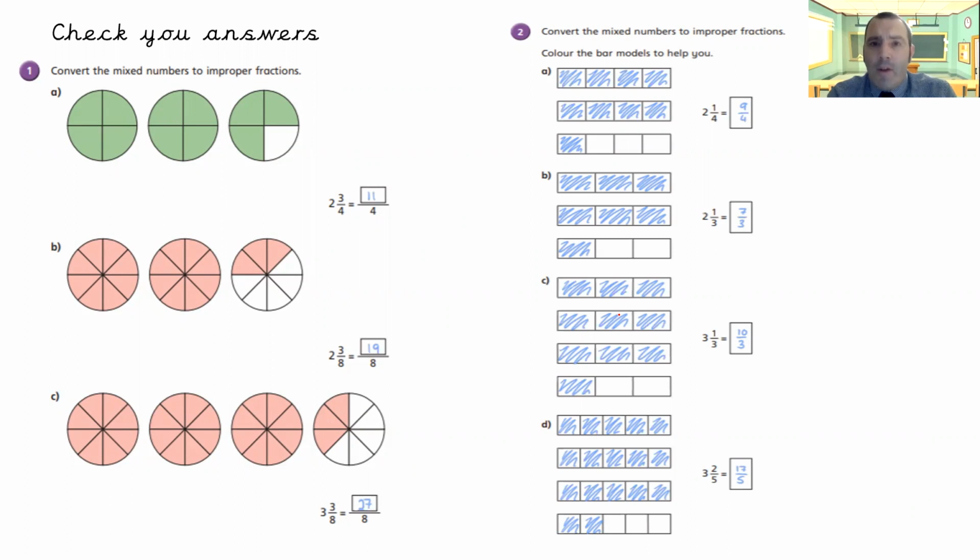And it's to remember that 4/4 is the same as 1. 3/3 is the same as 1. 5/5 is the same as 1. So where the numerator and the denominator are the same, they are equal to 1. They're equivalent to 1.